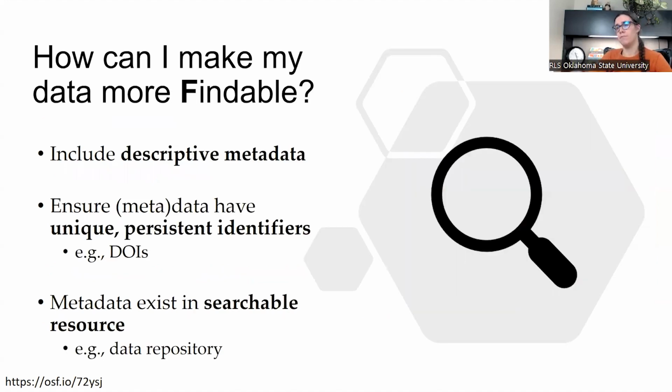So, starting with the F in FAIR, which as a reminder stands for findable, here are a few good things to keep in mind. If you're wanting to start following these principles, here's some good things to think about to make your data more findable. Including descriptive metadata with your data itself is a really good way to allow others to find your data once it's been placed somewhere where it's openly accessible to others.